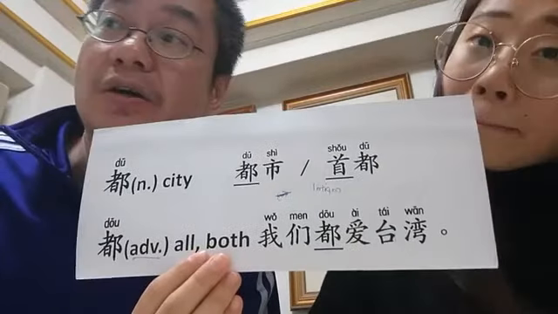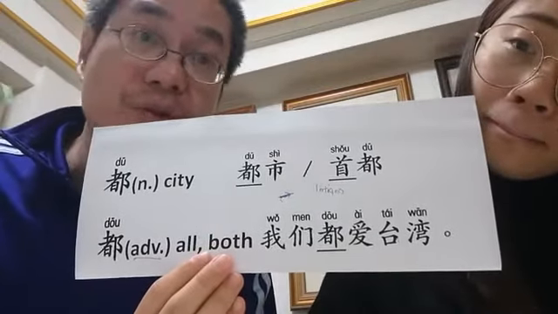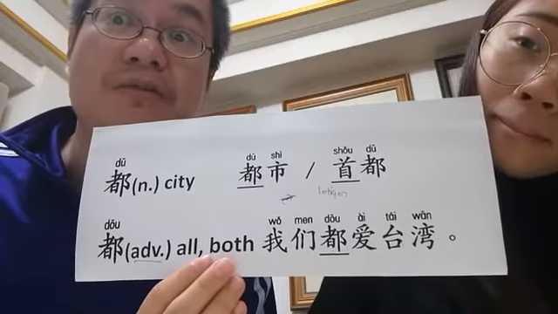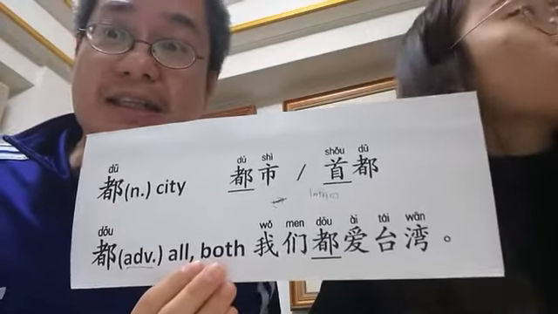Okay. So this is what we call 多音字 or 破音字. In the coming future, we will teach you more sets of 多音字. And this is a very difficult part of learning Chinese, okay? So I hope you like today's lesson.